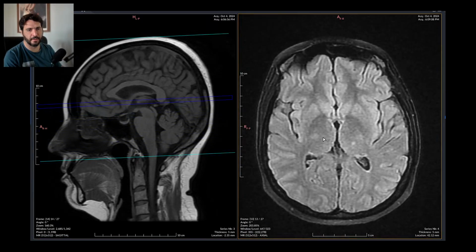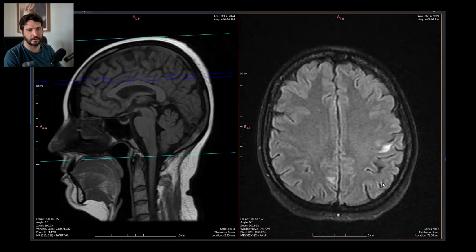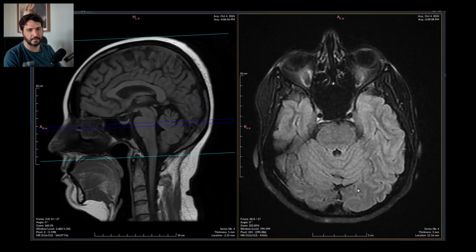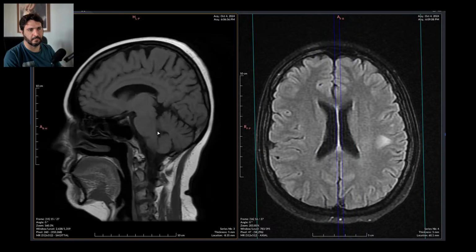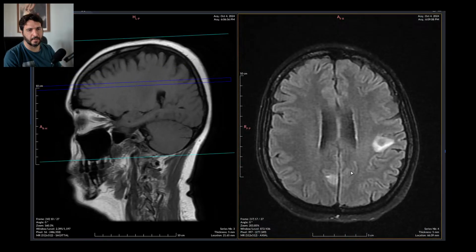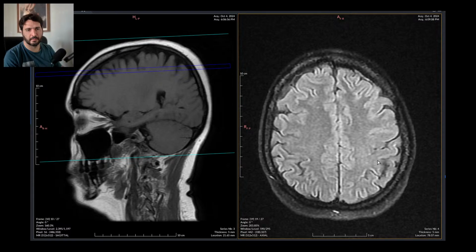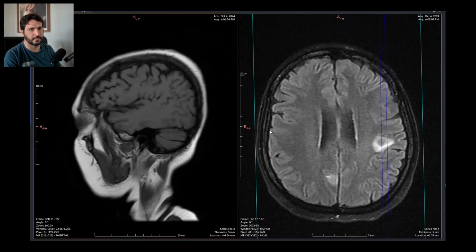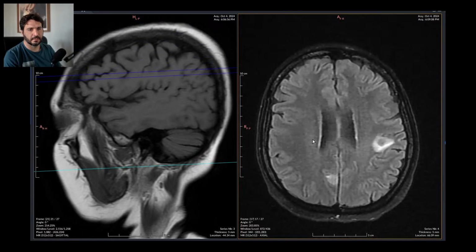This is an axial FLAIR. There are some bright spots right there. There is a large spot right there and another large spot like that. Right there. Yep. Occipital lobe. Maybe. Yeah. Right there, inferior parietal lobe. And right there in the frontal parietal region on the left. It's right here.